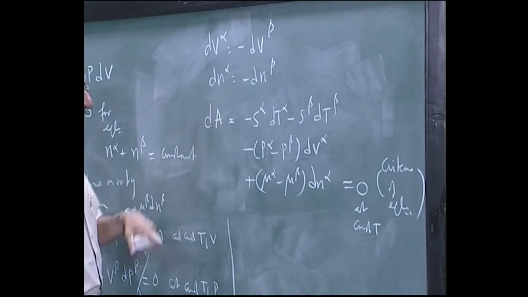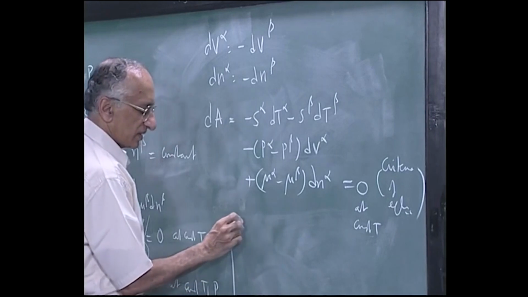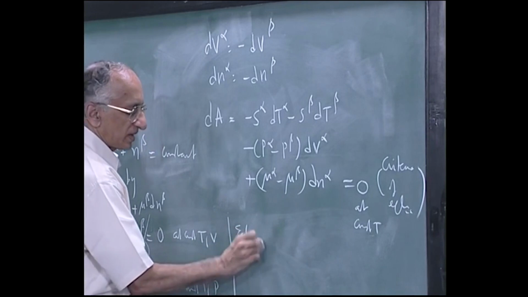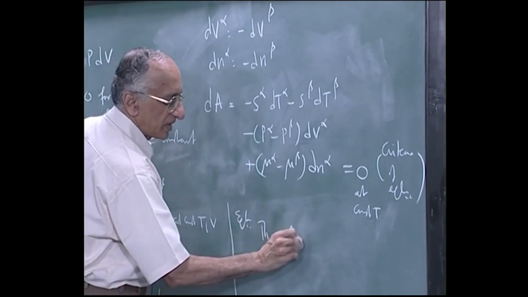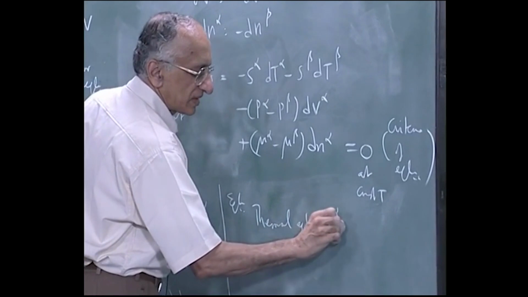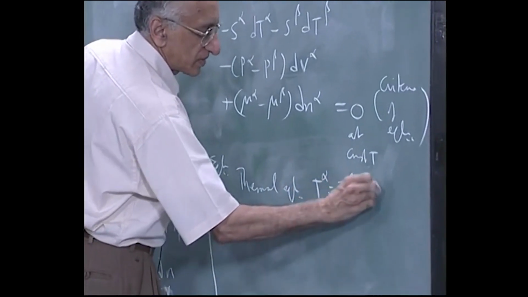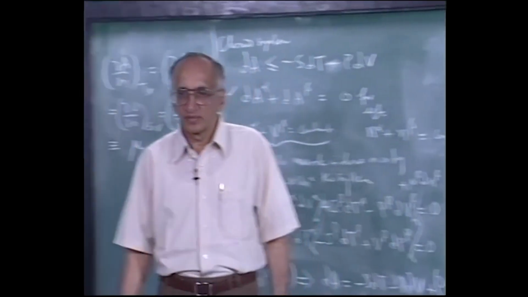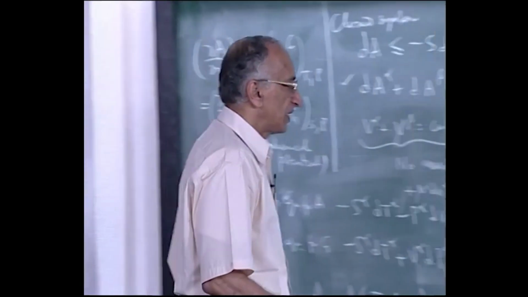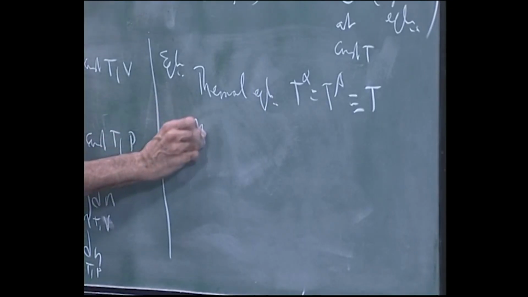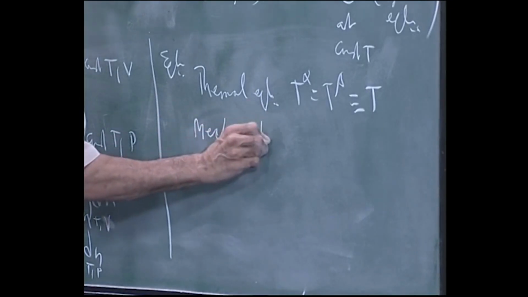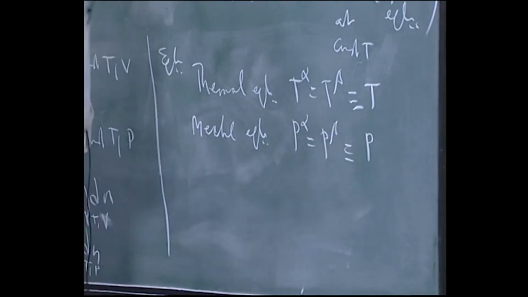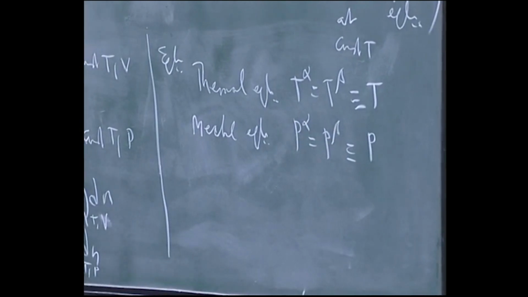Now out of these I have constant T, which means then I have to specify further conditions. When I say equilibrium, I ask for three kinds of equilibrium. I ask for thermal equilibrium, which means T alpha is equal to T beta, is equal to T, say, we just label it as T. The two temperatures have to be equal. I ask for mechanical equilibrium, which means P alpha is equal to P beta is equal to P, some given pressure P.